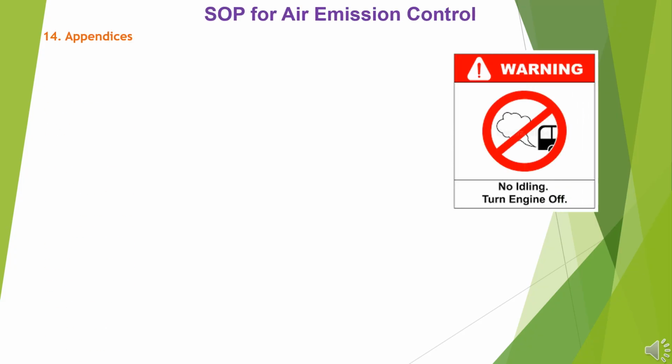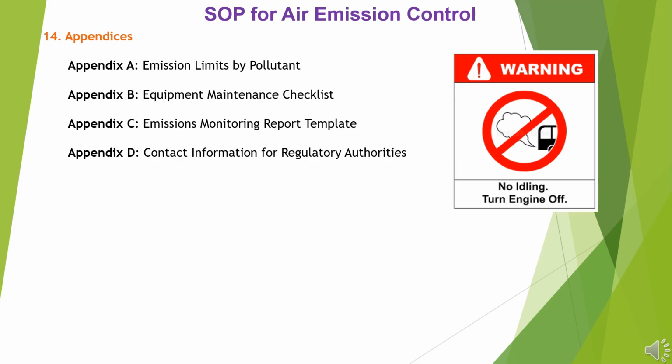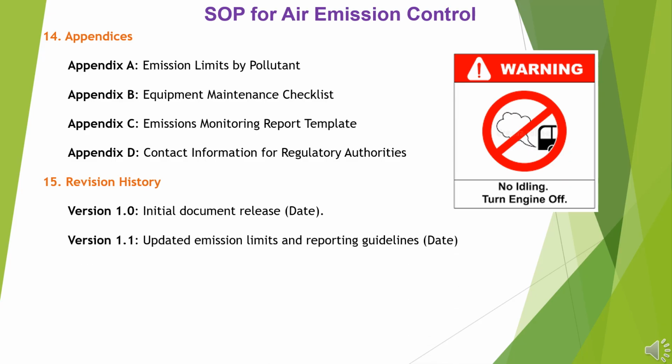14. Appendices. Appendix A: Emission Limits by Pollutant. Appendix B: Equipment Maintenance Checklist. Appendix C: Emissions Monitoring Report Template. Appendix D: Contact Information for Regulatory Authorities. 15. Revision History. Version 1.0: Initial Document Release, Date. Version 1.1: Updated Emission Limits and Reporting Guidelines, Date.